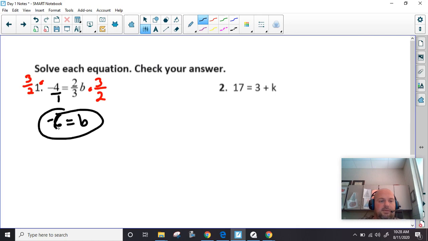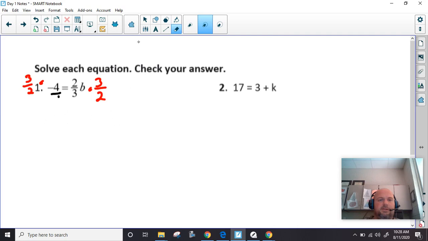Okay. Now, I know this part right here. Oh my gosh. Yes, my handwriting has gotten worse. Haven't been doing much writing, believe it or not.